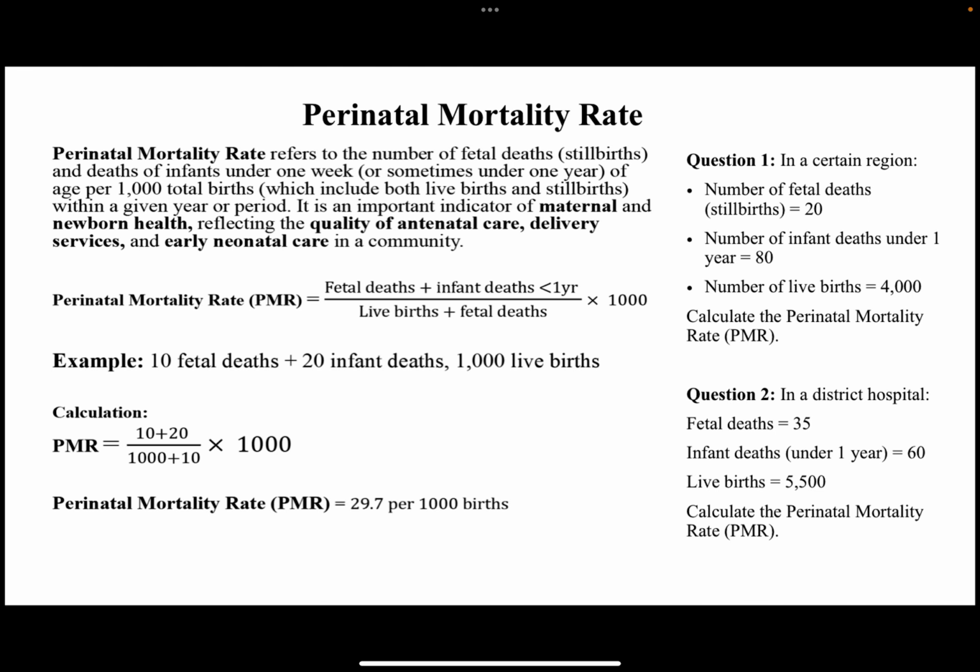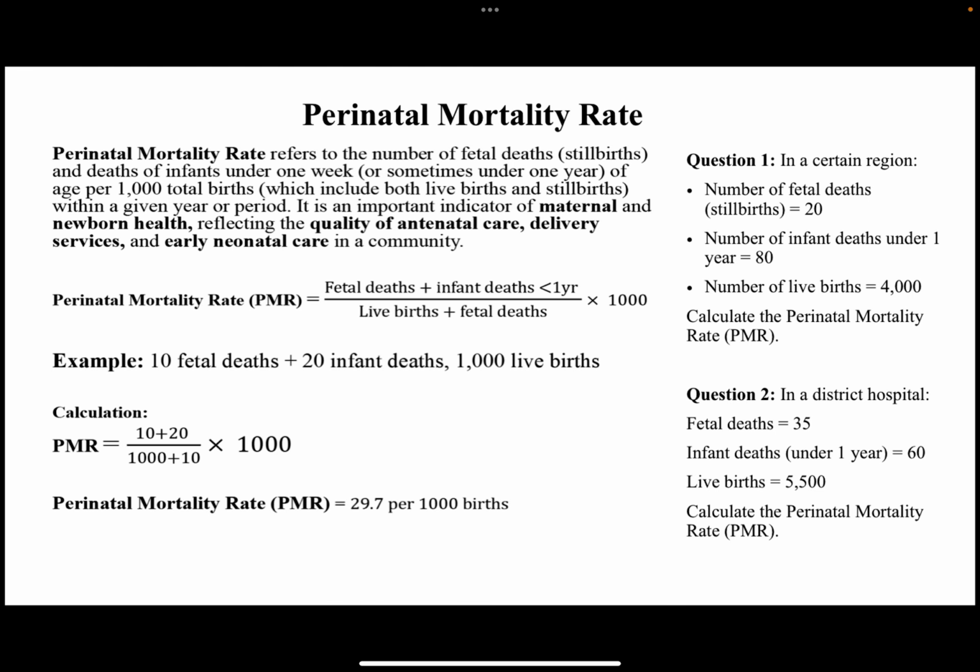plus, what's the fetal death? Fetal death is 20. 4,000 plus 20. Is that okay? Great. So let's do the calculation for question 1. What's the formula? Fetal death plus infant death. What is the fetal death? 20 plus, what's the infant death? Plus 80. Then you are going to get 100.